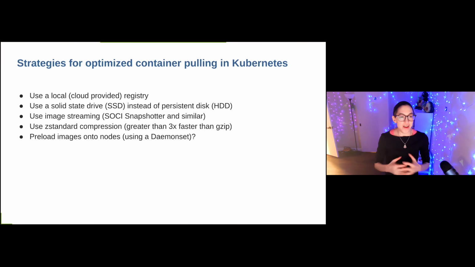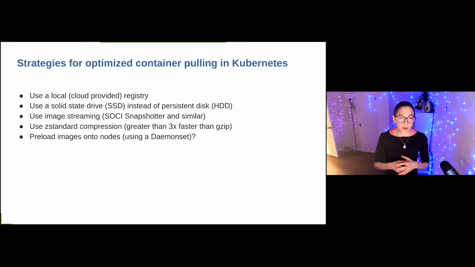So the first one is to use a cloud-provided registry. The idea here is that if you're using a registry that lives alongside the cloud, then the containers that you're pulling are physically closer, so there's going to be less network latency because of that. The next one is to use a solid state drive instead of a persistent disk. And then the third is to use something called image streaming. I had no idea what this was at the time, but there's an open source tool called the Soci Snapshotter that we'll talk about that implements that sort of algorithm.